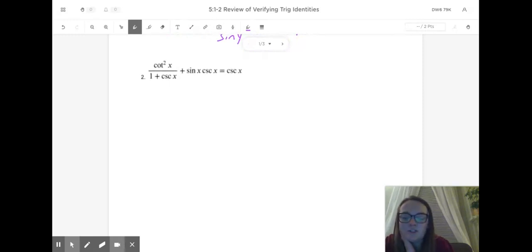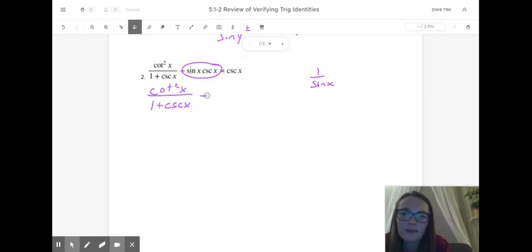All right, the next question: cotangent squared x all over 1 plus cosecant x, plus 1 minus sine x times cosecant x. Really quickly, sine x times cosecant x is 1. Cosecant x is 1 over sine x, and sine x times 1 over itself is going to be 1. So I'm going to rewrite this. This is cotangent squared x all over 1 plus cosecant x minus 1. And I want to know, does it equal cosecant x?